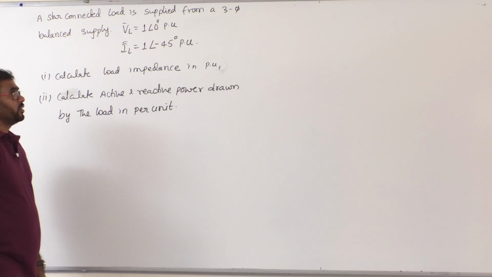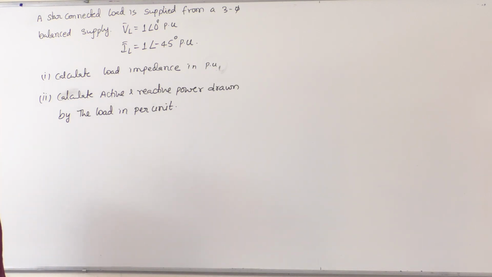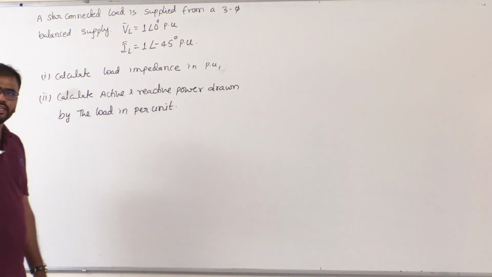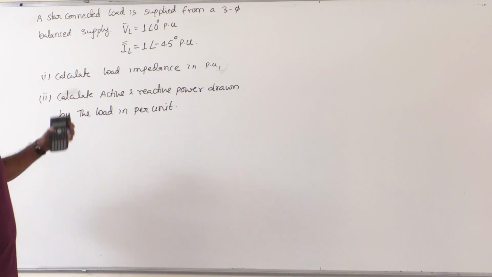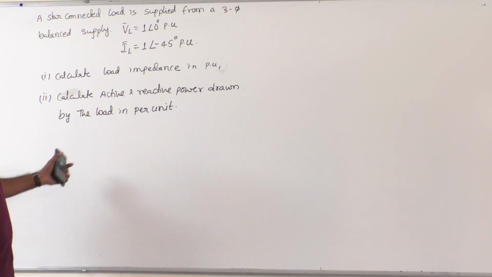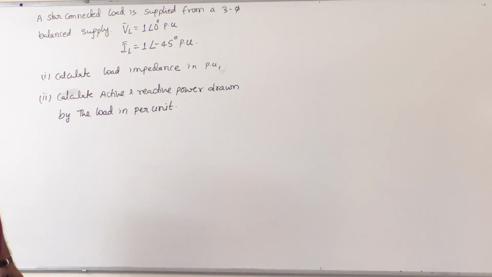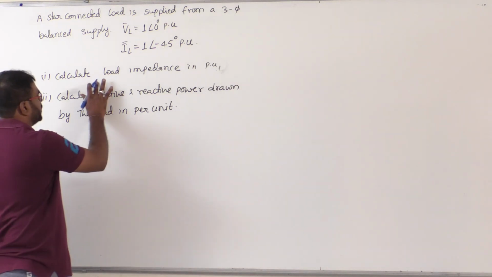Now coming to this question, a star connected load is supplied from a 3-phase balanced supply with line voltage equal to 1.0 angle 0 degree per unit and line current equal to 1.0 angle minus 45 degree per unit. Calculate the load impedance in per unit. That's the first question. Second question, calculate the active and reactive power drawn by the load in per unit. Sir, it is a star connected load supplied from what? 3-phase balanced supply. Okay, system is balanced indirectly. So line voltage given and line current is given. Okay, clear. But first question is load impedance.